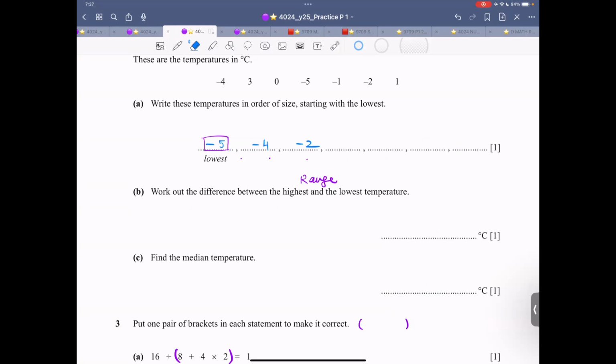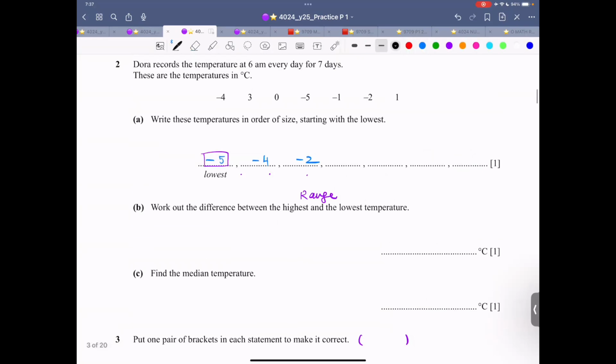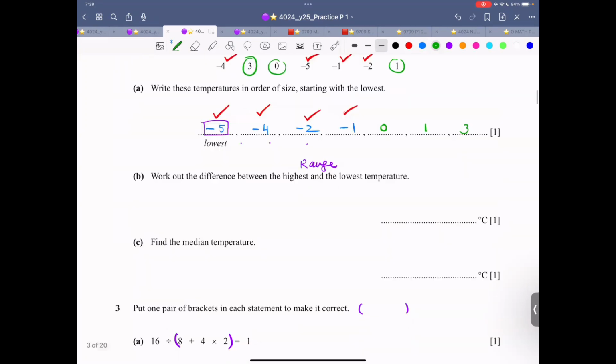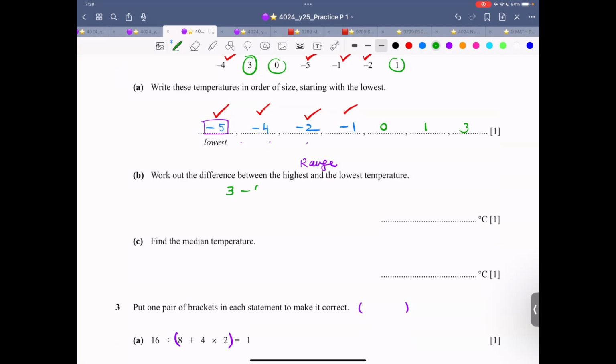So therefore, this will all change. One simple mistake. -5, let me do the tick mark. -5 is done, -4 is done, -1 and -2. -2 is there, -1 is also there. That's good. Now which ones are left? We are left with 1, 0, and 3. So this is 0, this is 1, and this is 3. All good? So the difference between the highest and the lowest, 3 minus -5, comes out to be 8.